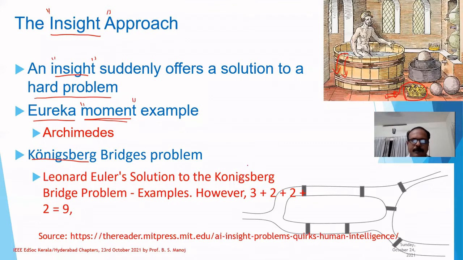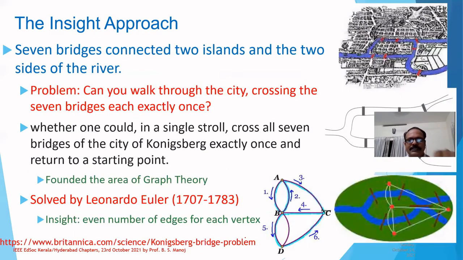So for the Königsberg bridge problem, I would recommend you read this particular link from MIT. This link gives some very good discussions about insight problems. I'm taking two examples from that. Königsberg is located in today's Kaliningrad in Russia. That area of Russia had two islands. One island was formed by the Pregel River, and there was a second island, and because the river branches out, these two land pieces became islands.